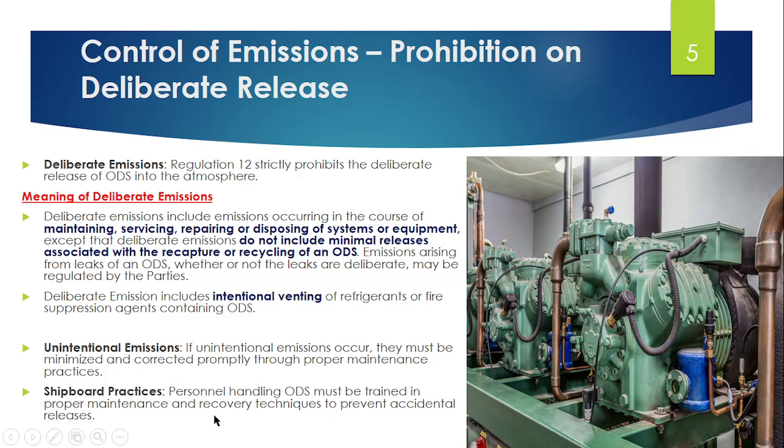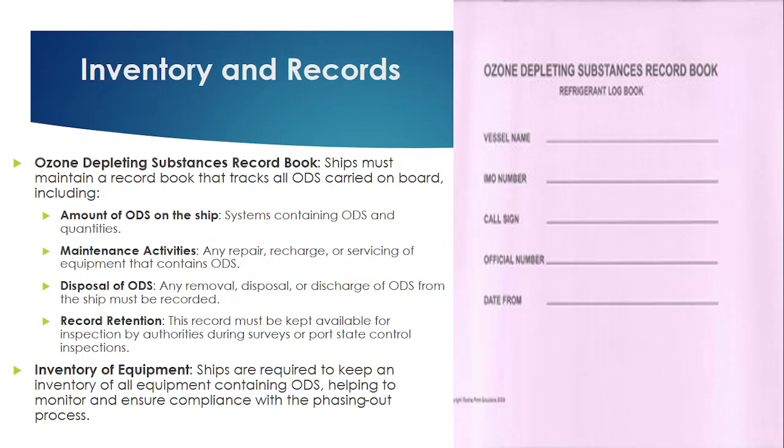Also, normally onboard ship, the electrical officer is in charge of refrigerant or AC under the supervision of the chief engineer. So basically the person who is doing the maintenance should have proper knowledge of the maintenance and the recovery technique to prevent any accidental release. Now, whatever equipment you are maintaining, like suppose you have 2 or 3 reefer bottles, what type of refrigerant bottle you have, all that you have to maintain in a book which is called the Ozone Depleting Substance Record Book.